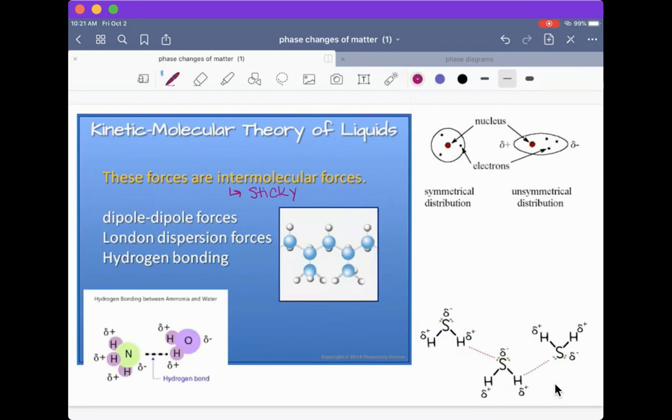So the stronger the attractive force, the closer the molecules or particles are going to be to one another. There are three types. The first one is called the London dispersion force. It is the weakest out of the intermolecular forces, out of the attractive forces. The London dispersion force, and we're going to talk about it more when we get into chemical bonding.